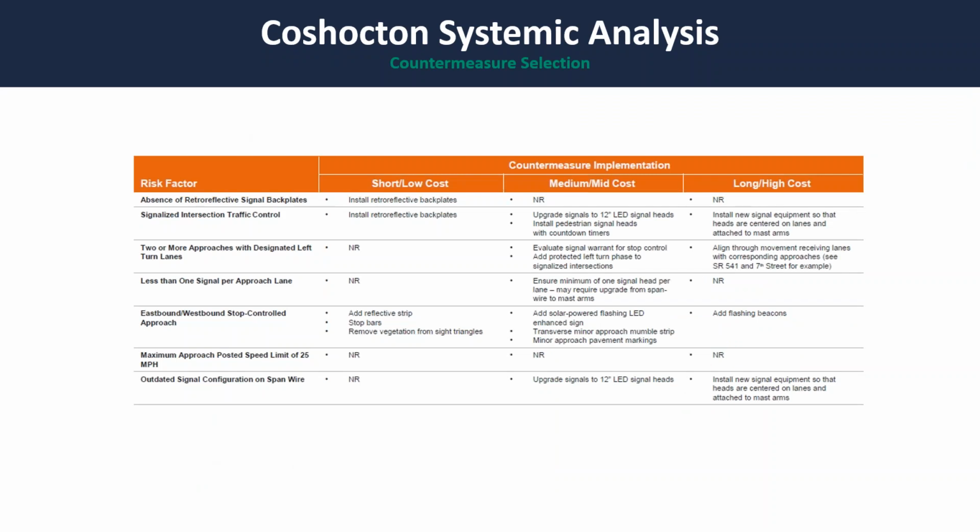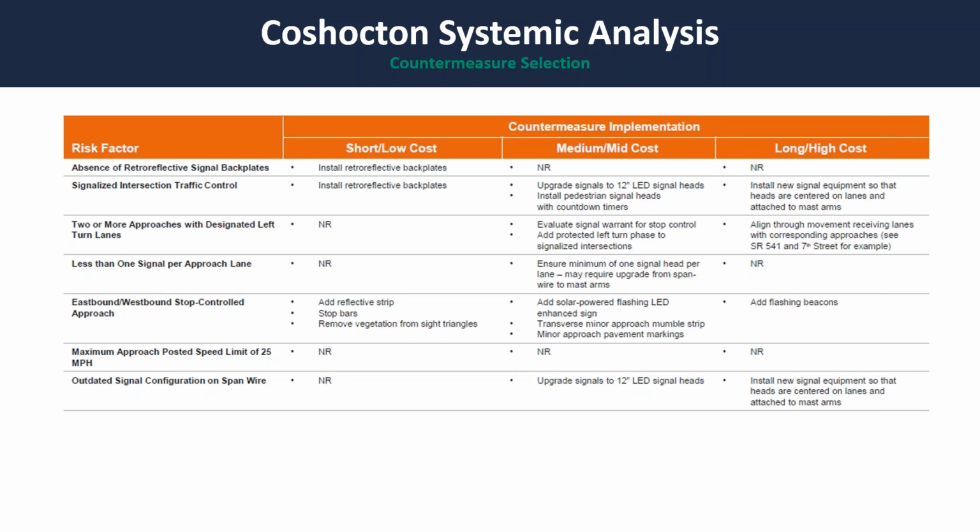Then after we went through the risk factors, we had to go through countermeasure selection. Basically each risk factor was assigned up to 3 separate types of countermeasures, whether that was short-term or low-cost, that basically could be done now; medium to mid cost, like some signal improvements that may take a little longer but aren't super expensive like full rebuilds; and the longer, high cost countermeasures, which in this case were typically full signal upgrades because of their deteriorating signal system in the city. And just continuing that list, pretty similar to the list on the page before. Most of it in the city, at least for stuff they needed funding assistance with, involved full signal rebuilds.